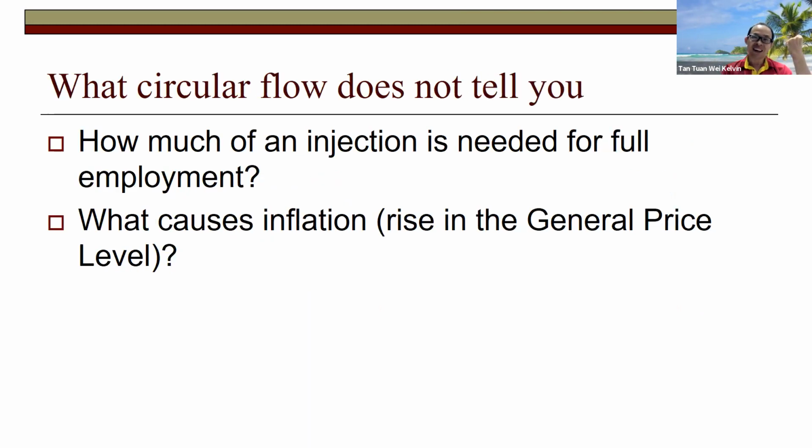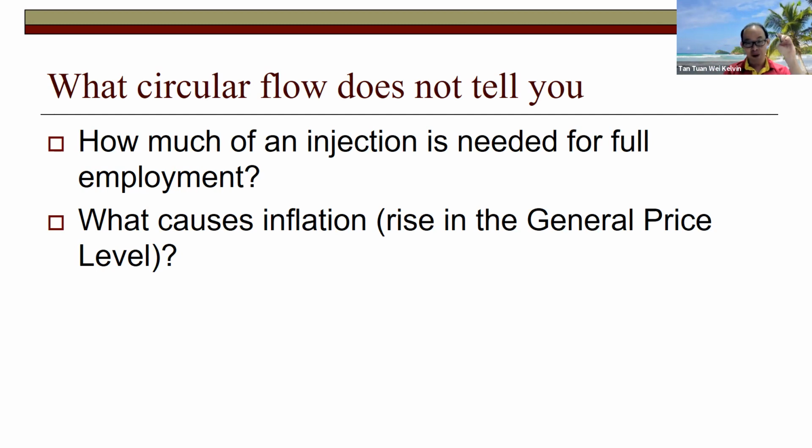However, what the circular flow of income does not tell you is how much of an injection we need for full employment. It only tells you that if you inject more I, inject more G, inject more X, you will get closer to the goal of full employment. But we want to know how much of an injection is actually needed to reach full employment, to reach the maximum growth. And of course, the circular flow of income cannot tell you what causes inflation.